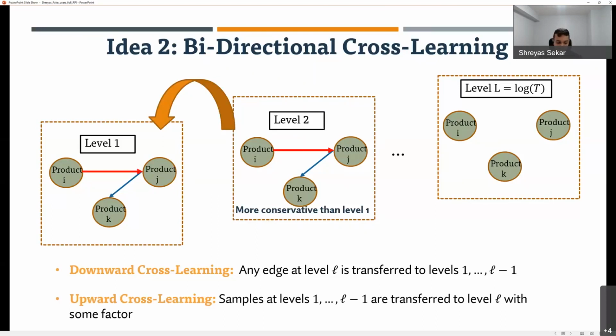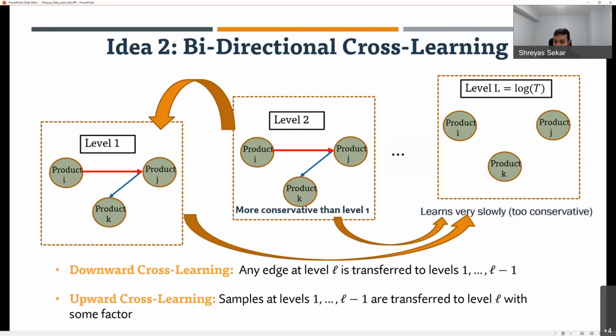The second thing we're going to introduce is this notion of upward cross-learning. Now remember, the upper levels tend to be very, very slow because they don't have enough samples. They're chosen with a small probability. So what I'm going to do is transfer samples from the lower levels to the upper levels, partially, so that every time I get some sample at the lower level, I'm using that knowledge to boost the learning speed at the upper level. Together, these two are called bidirectional cross-learning.